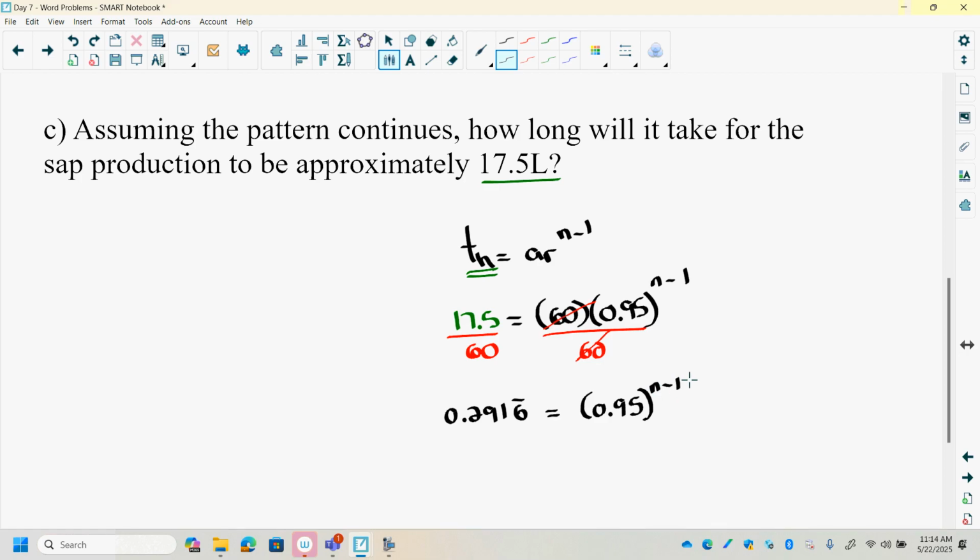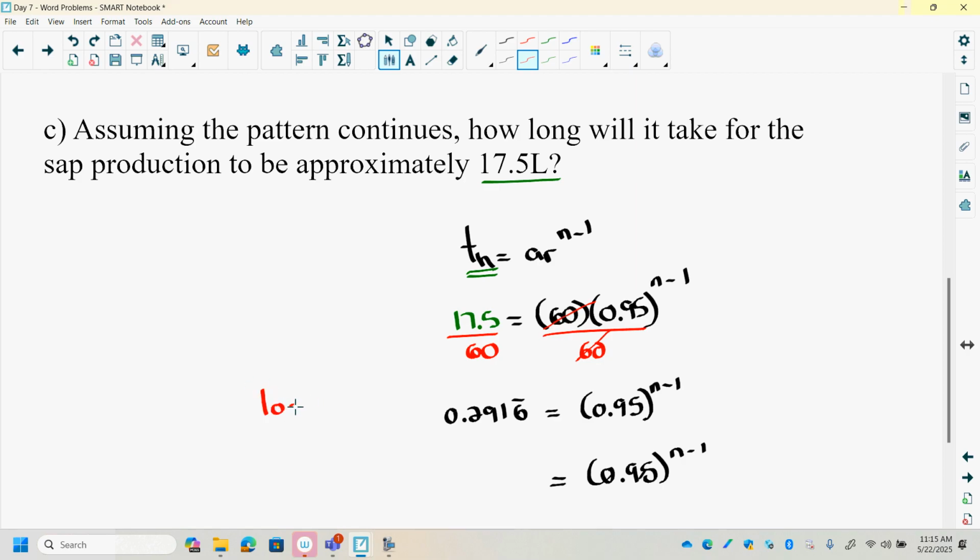What's the move now? How do I solve this exponential equation? When I'm looking for n, the variable n, and it's in the exponent, I get a common base, Brooklyn. So look at your base on the left, 0.2916 repeating, and then 0.95 on the right. What's the base I want to use? 0.95, wicked. So I'm not going to change the right-hand side. A little bit of a drag there. How do I change this to a base of 0.95?